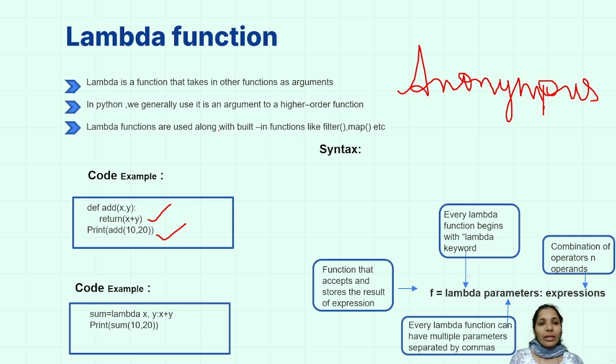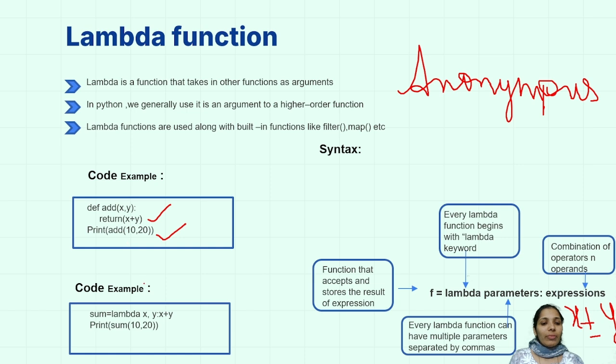Then what do we mean by this lambda function? This anonymous function has a basic syntax where f is a function that stores the value. Lambda is an inbuilt keyword in Python. Parameters could be x and y or anything, and the expression could be a combination of operators and operands. So if I say x plus y, x and y are the operands and plus is the operator.